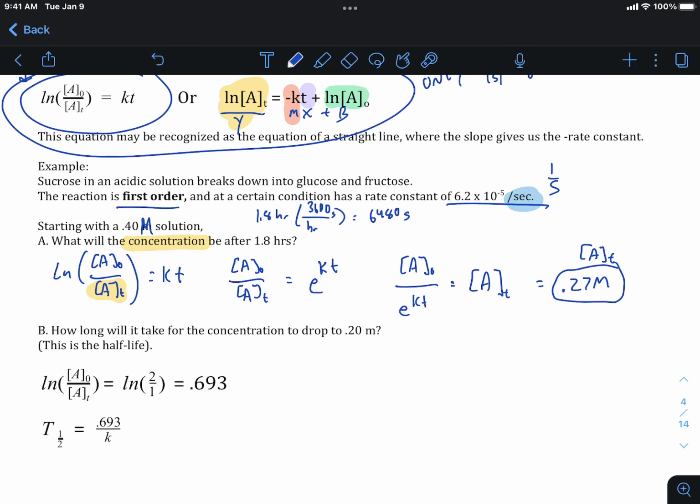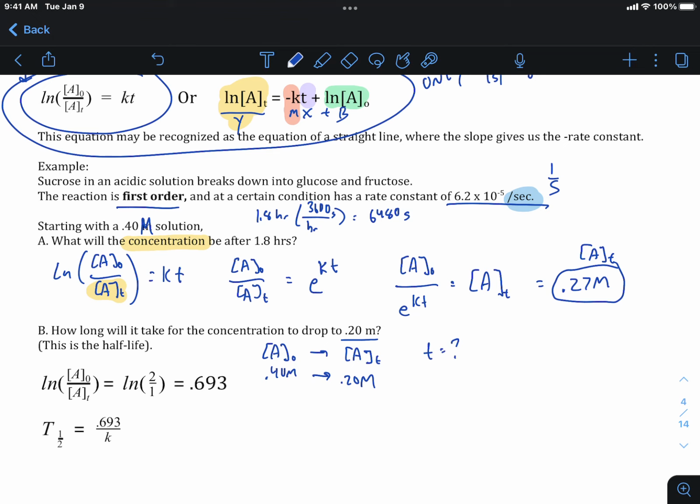All right, so second question. How long will it take for the concentration to drop to 0.2 molar? So now the question has changed. They're asking what you're solving for: time now. And you're going from A sub naught, which is 0.4 molar, to A sub t, which is provided as 0.2 molar, right? And time is in question.